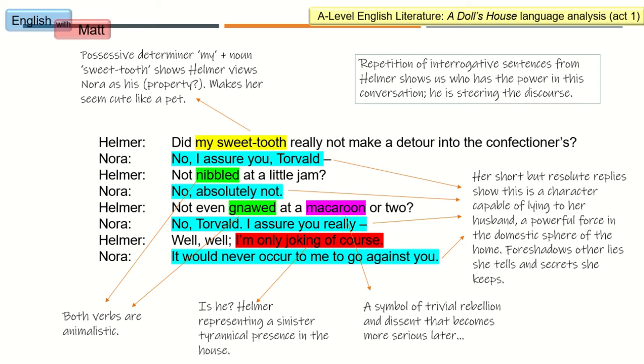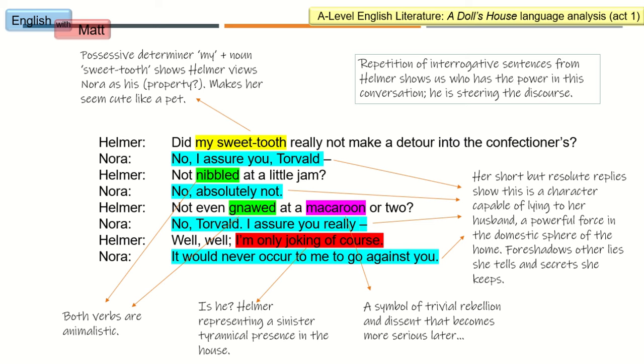What he's trying to do, of course, through these questions here, is get answers as to whether or not she has gone into the confectionery shop or the sweet shop to buy macaroons. And of course she has. She just lies about it. So we can see here, I haven't highlighted them, but you can see that he asks three questions. So we have three interrogatives in this section where he's trying to get to the truth. And usually when characters speak in interrogative sentences, it tells us that they have the power in the conversation and that they are the ones that are steering the discourse.